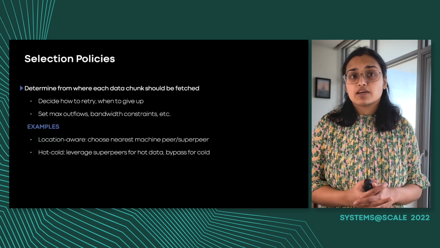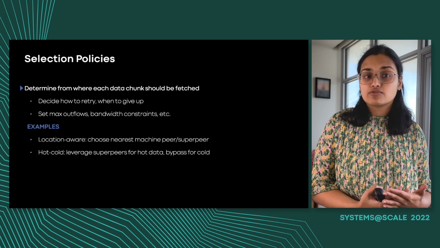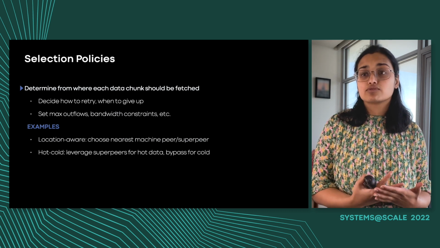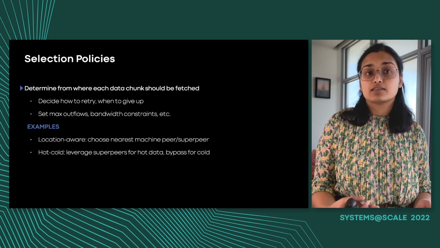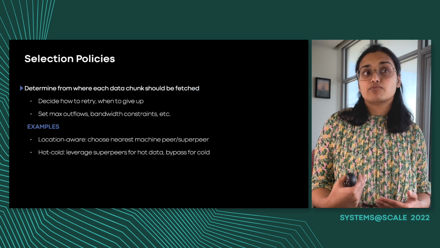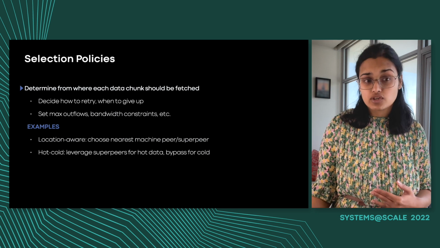The first type of policy that we added to our tracker was a selection policy. This decides where a given chunk should be fetched when a peer is requesting it. Additionally, this can be used to decide should we retry, when we should retry, which peer we should retry at, and so on and so forth. The thing this allows us to do is to set policy parameters like max outflows and bandwidth constraints that can be used to limit how much resources of a given peer we are using when fetching content from it. This means that we do not overwhelm the host by doing peer-to-peer fetches from it and allow it to do the operations that it needs to do for its business logic.